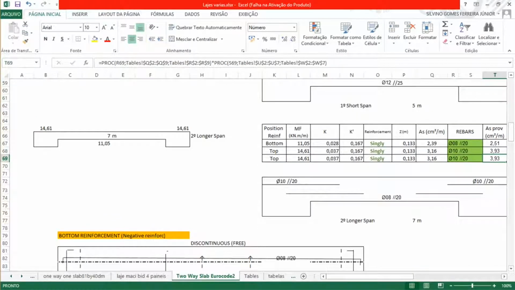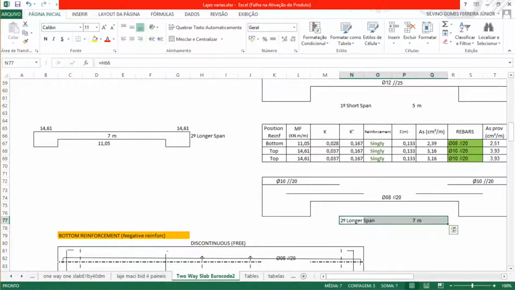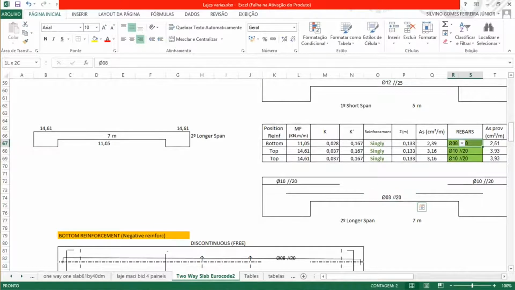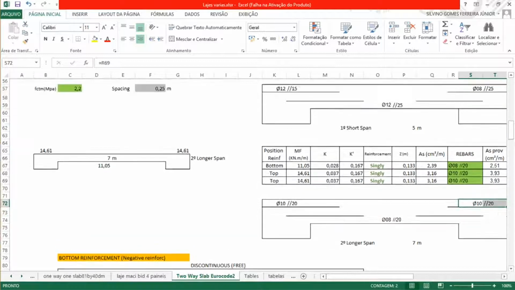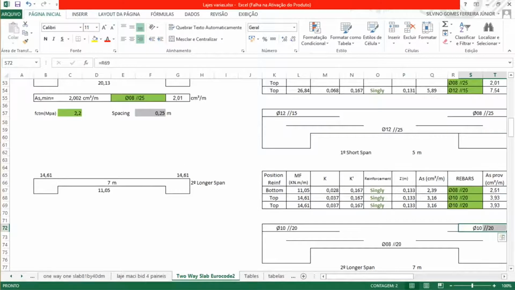So this longer span, 7 meters. Here on the bottom will be diameter of 8 spaced by 20 that we calculated. Here on the other corner, diameter of 10 spaced by 20. In the other corner is exactly the same value. So we have checked for flexure the moment we have calculated, and we need to check for the shear.